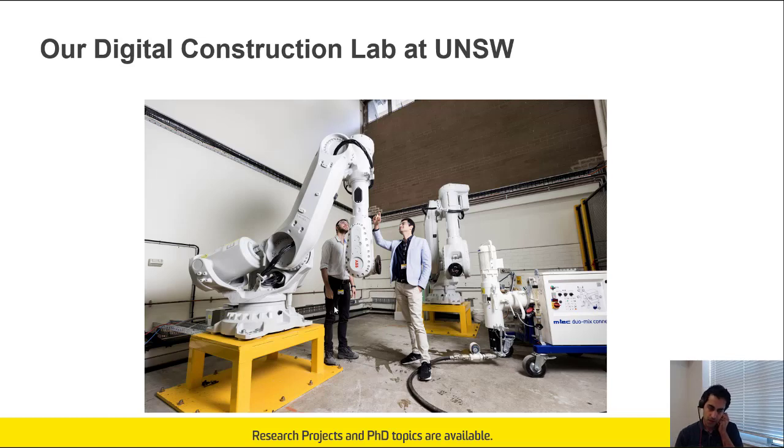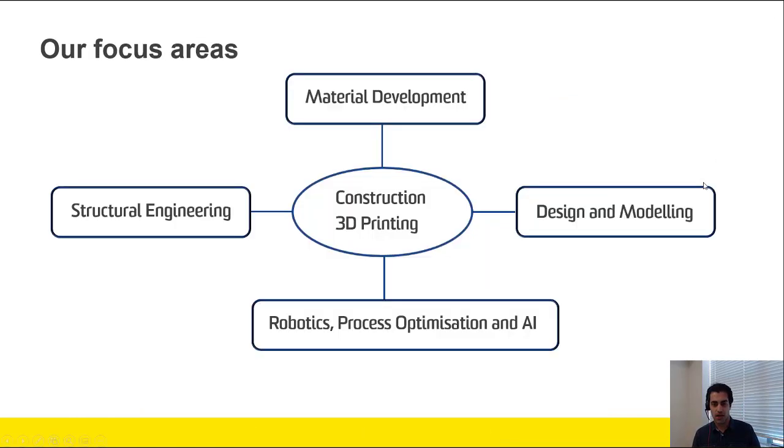What do we do? This is our lab, the Digital Construction Lab at UNSW. As you can see, we use 2 robots because we want to mimic the collaborative way that happens in construction. Construction is not something that one person does. So we want to mimic that. What are the things that 2 robots, and hopefully in the future more robots, can do together in order to build something? That is our aim at the Digital Construction Lab at UNSW.